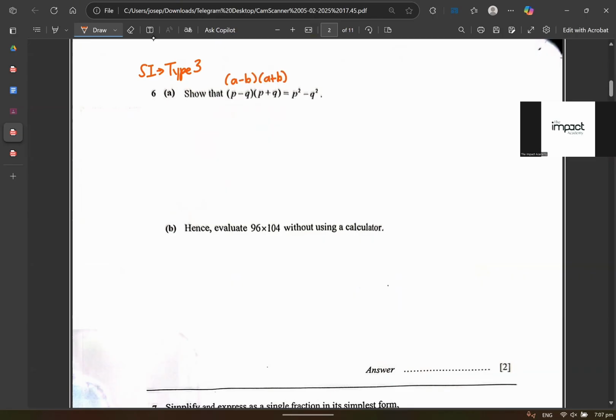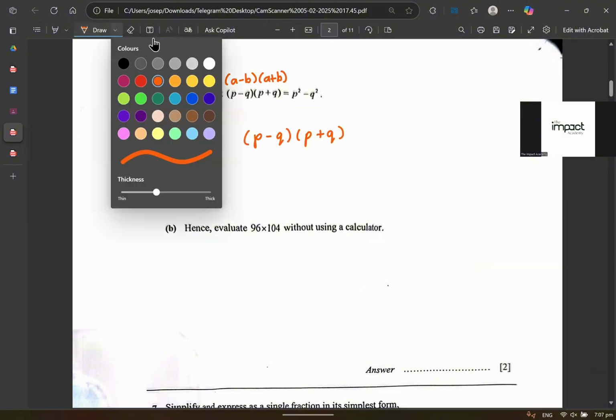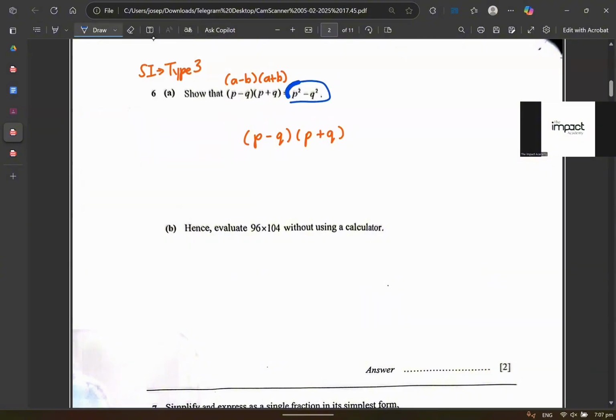How do you show? Very simple. All you need to do is just say p minus q, right? So they give you a special identity, but they want you to do double rainbow. You know what's double rainbow? Can I show it to you? You're going to show whether you're able to get to here. Given this, are you able to get there? Make sense or don't make sense?